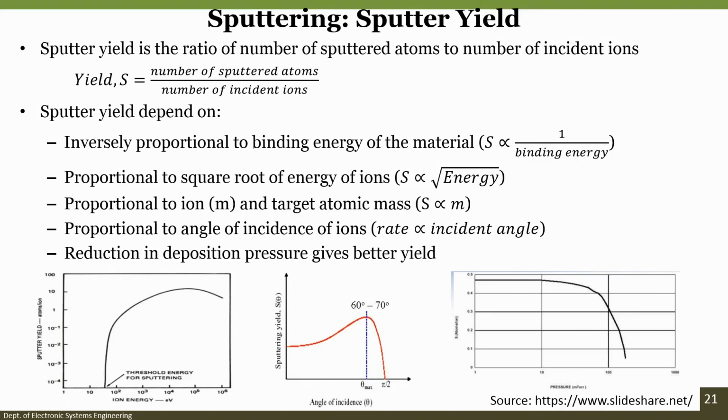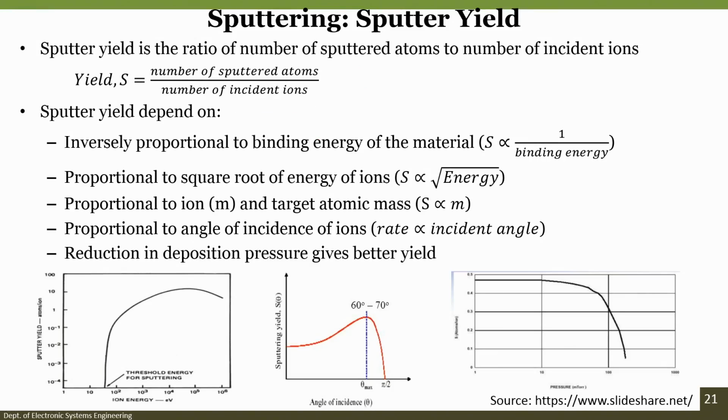When you talk about yield, yield will be number of sputter atoms divided by number of incident ions. That means how many ions are incident onto the target and respectively how many sputter atoms are ejected. So, if it is equal to 1, that means you have a better ratio. If it is greater than 1 also is better, but the yield is also inversely proportional to binding energy.